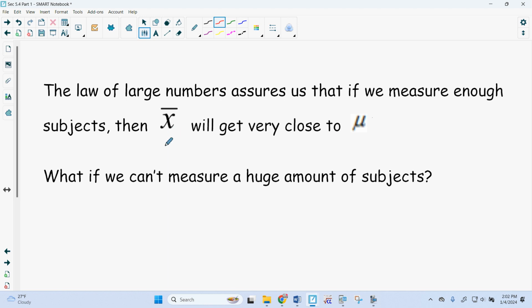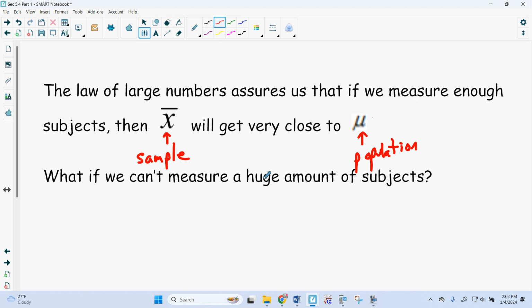If you remember, our x bar is the mean of our sample, and our mu is the mean of the population. So as we take bigger and bigger samples, as we take more data, this x bar that we get from our sample will get closer to the mu of the whole population, which makes sense.